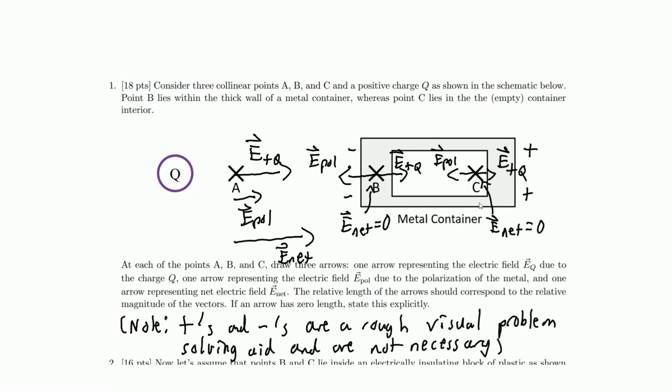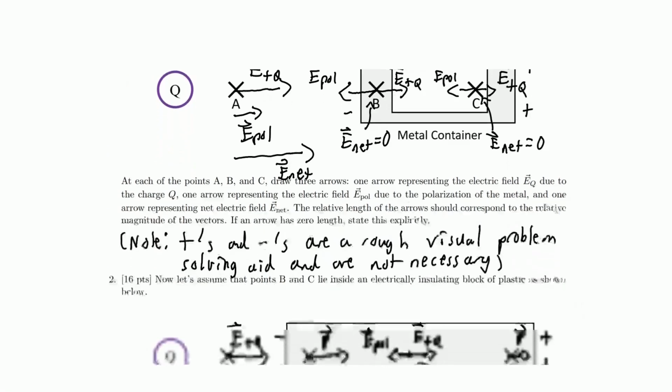And the same goes for point C. So we have the polarization of the block from positive to negative going in the negative x hat direction, and the electric field of Q going in the plus x hat direction. So that's how to solve the first part of that problem.